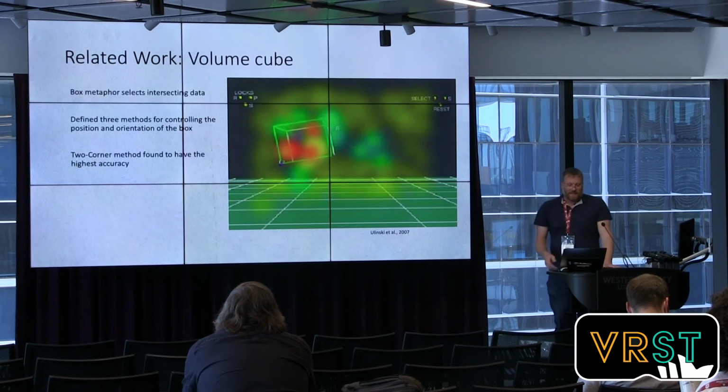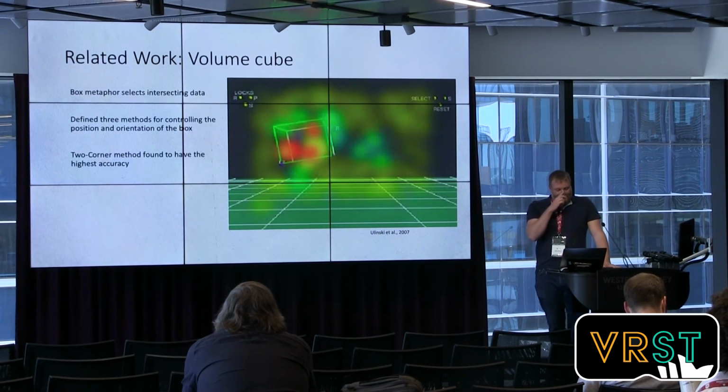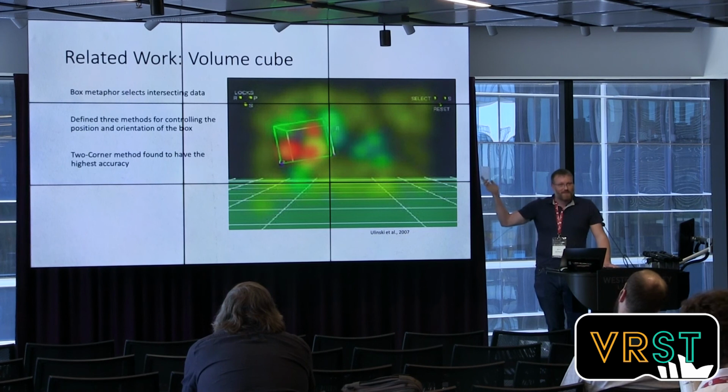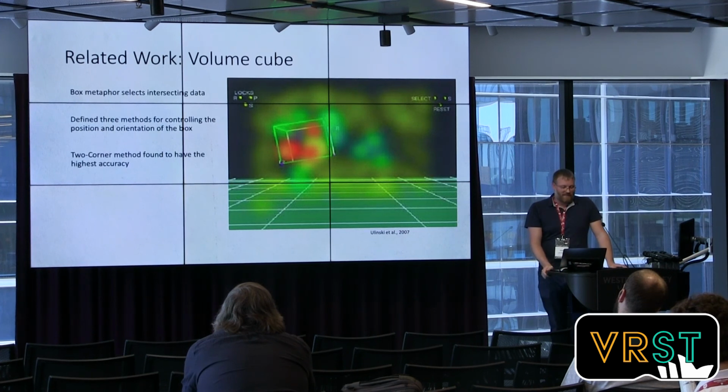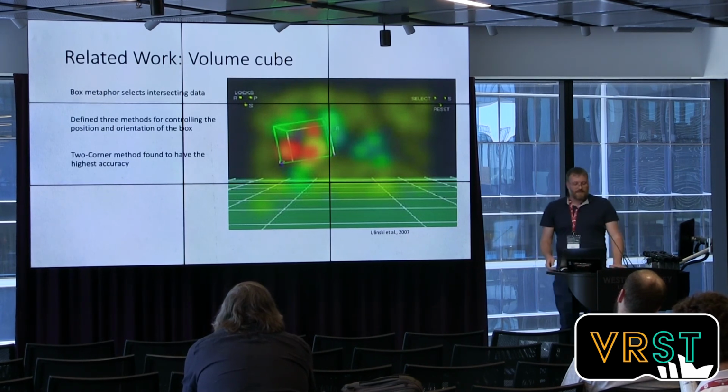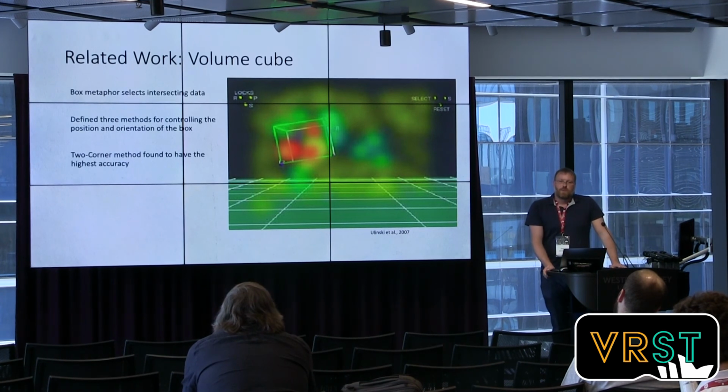The second technique comes from Ulinski et al., and this was called volume cube, and it uses a box metaphor. The reason it's called volume cube is they were selecting volumetric data, and essentially whatever's inside the box defines your region of interest that you're interested in selecting. And they defined 3 different methods for controlling that box. And the one that had the highest accuracy is what's referred to as the 2-corner method.